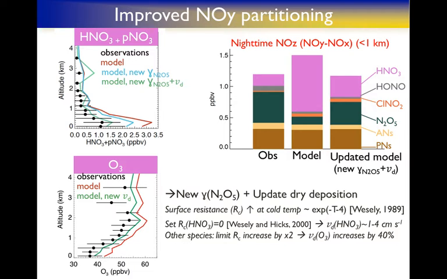So for nitric acid, we set the surface resistance to 0, which is more consistent with observations. And for other species, we limited this temperature increase in the surface resistance to a factor of 2, which also increased, for example, the dry deposition of ozone. It helped for ozone as well, reduced our bias, and greatly helped for nitric acid. So now with these updated simulations, we have a much better representation of the observations in terms of the partitioning of N2O5 and nitric acid.